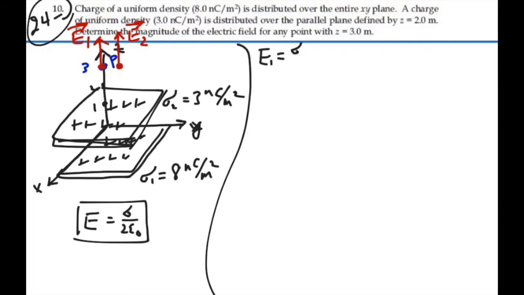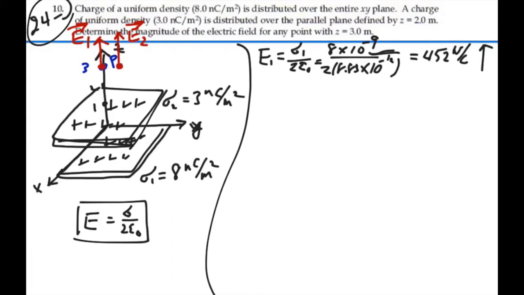E1 is going to equal sigma 1 over 2 epsilon naught. And that's going to equal 8 nanocoulombs, 8 times 10 to the minus 9, over 2 times 8.85 times 10 to the minus 12. And what is that? 451.98, so we could say 452 newtons per coulomb in the positive z direction, which would be up as we're looking at.